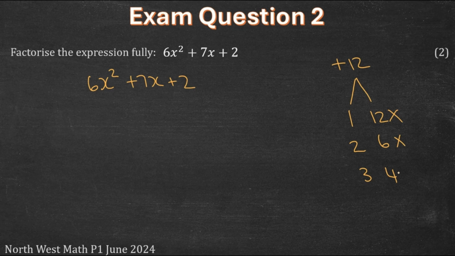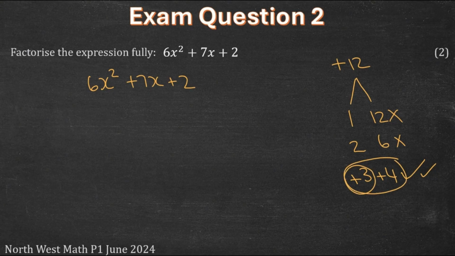If I add 3 plus 4, that will give me positive 7. So plus 3 plus 4, yes, that gives us positive 7. Now let's do a final test. Positive 3 times positive 4 gives us positive 12. So yes, this is the correct number pair.